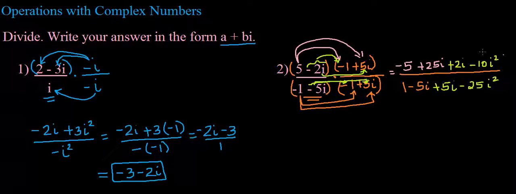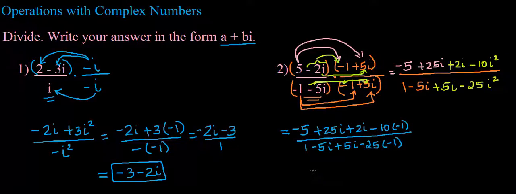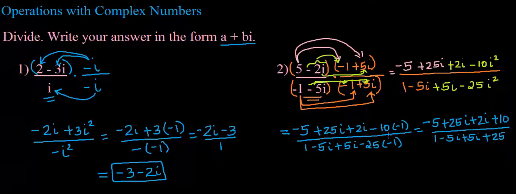Now I'm going to simplify the numerator and simplify the denominator. And this is what we get. In the numerator, the first thing I'm going to do is change this i squared to negative 1. I'm going to do the same thing in the denominator. There it is. Now I'm going to start calculating negative 10 times negative 1. This becomes plus 10. And negative 25 times negative 1, that becomes plus 25. I've rewritten my expression.